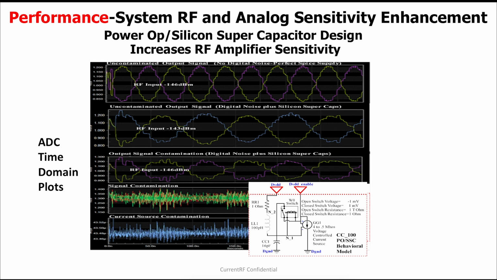The time domain plots for the output of an RF amplifier driven, subsampling track and hold. The track and hold driving an ADC analog to digital converter shows how CC100 POSSC device reduces dynamic power and noise, thus improving RF sensitivity. In this simulation, the CC100 POSSC inclusion, replacing typical on-chip bypass capacitors, improves system RF sensitivity by 3 decibels from 143 dBm to 146 dBm.